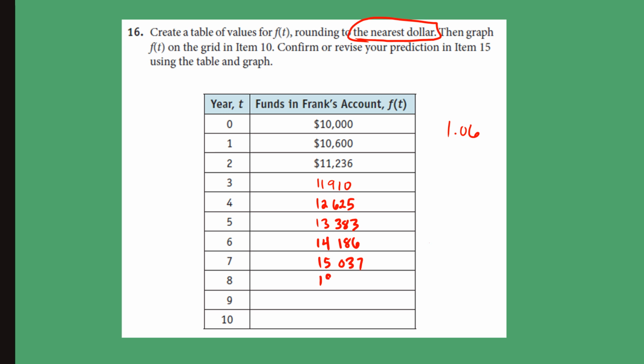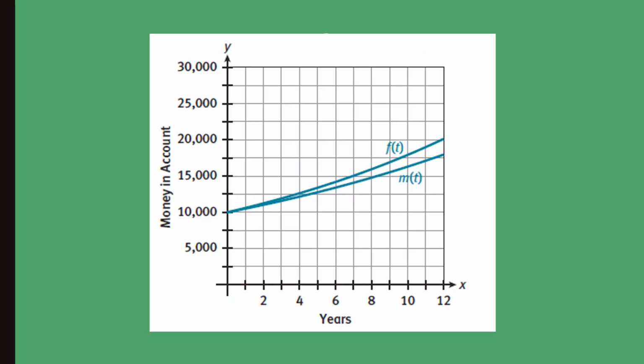Then I get 15,939. Hopefully you're having a chance to stay ahead of me on this. Then I'd get 16,895. And then I'd get 17,909. So that's rounded to the nearest dollar. If you put that on the same graph you had for the other one, then Frank's will look very similar at first, but then it's going to be coming up a little bit higher here.